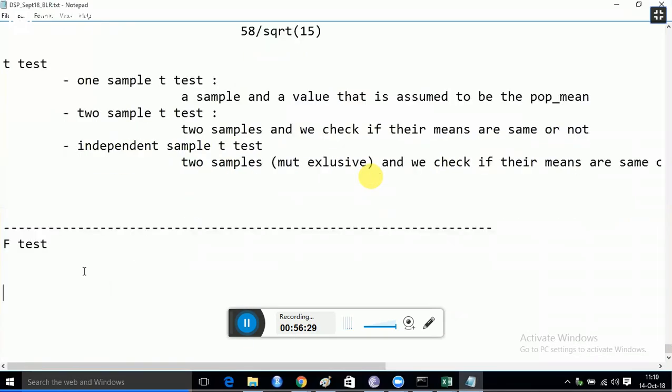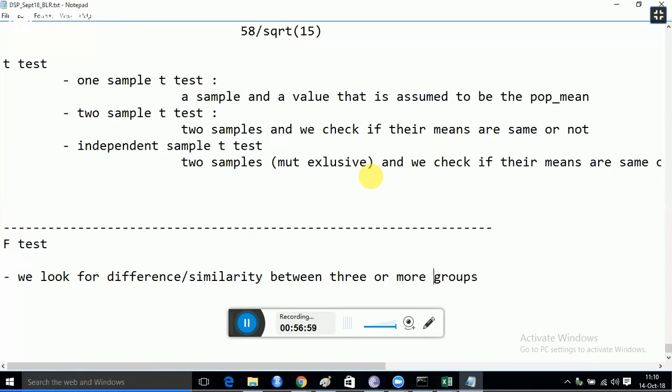F-test: we look for difference or similarity between groups. A little bit of correction to this. If you are taking running notes, don't take it. We look for the difference or similarity between three or more mutually exclusive groups. Is that clear? Three or more mutually exclusive groups. So that is what your F-test is.